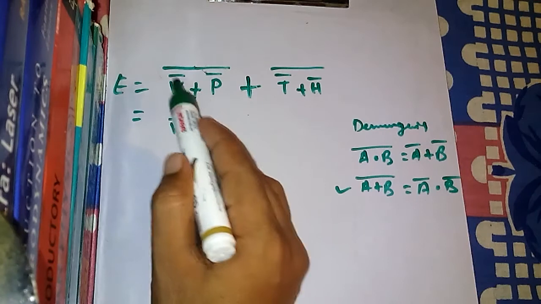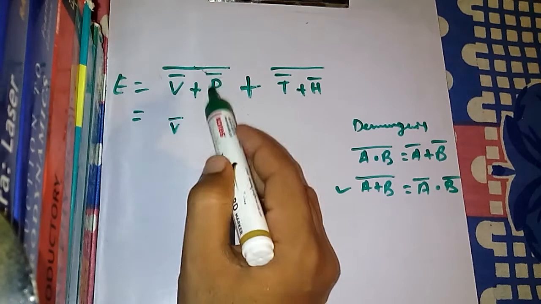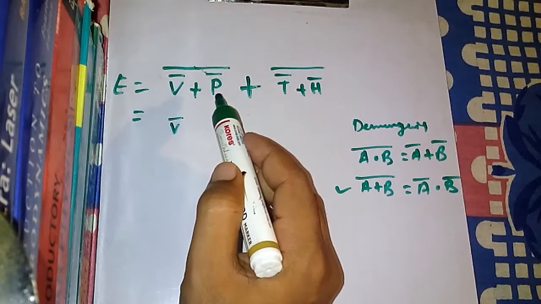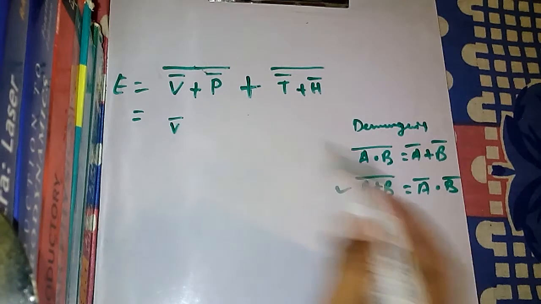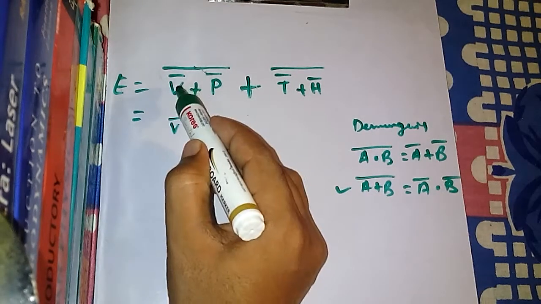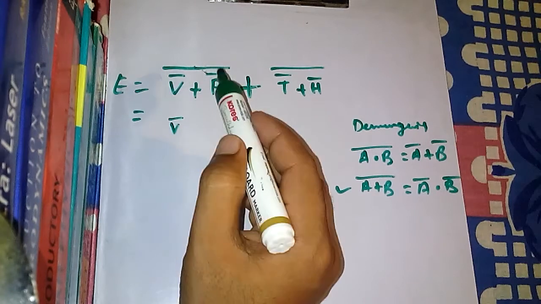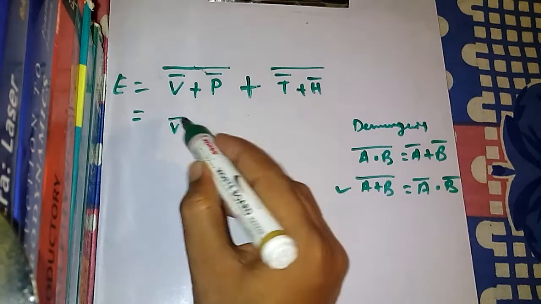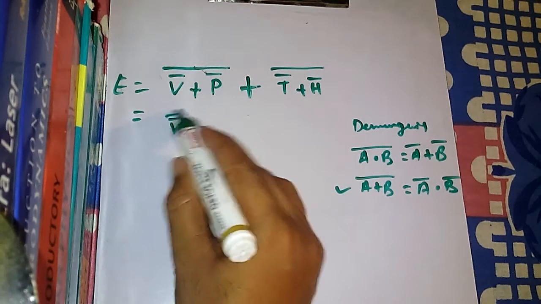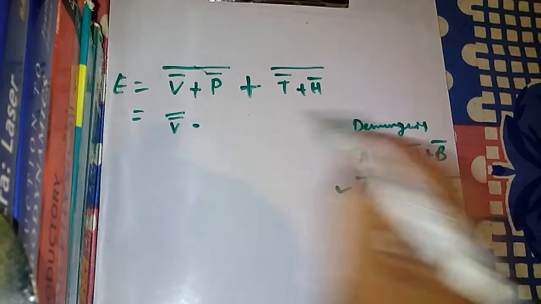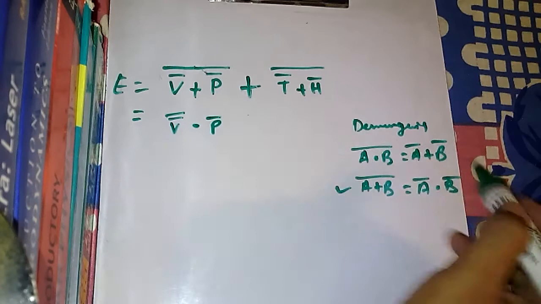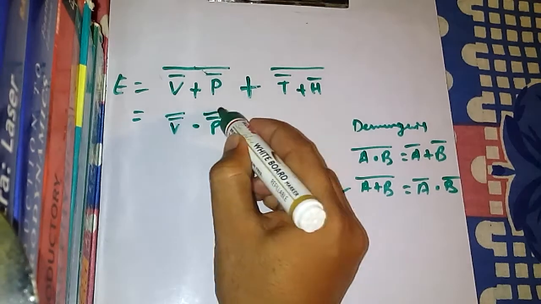Now here V bar is A and P bar is B, you suppose, then it's like (A plus B) bar. Because it is A plus B and there is a bar, so it should be A bar, that means V bar is A and there will be a bar, dot B bar, B is P bar, and there should be a bar.